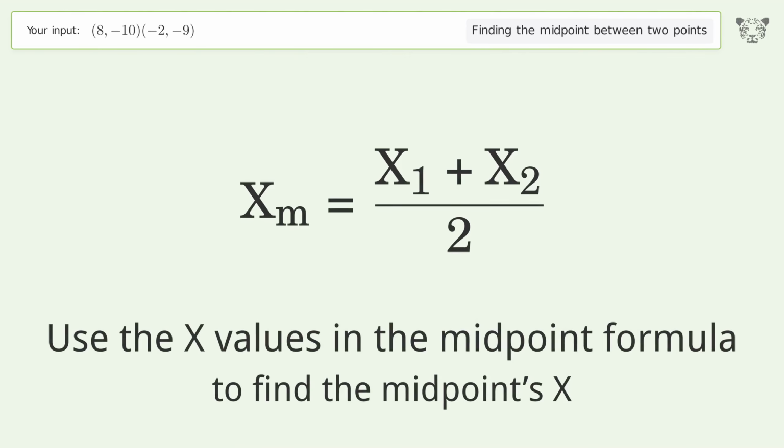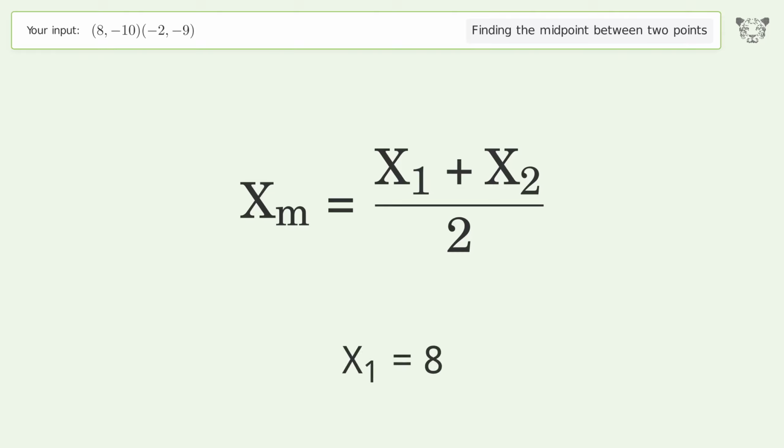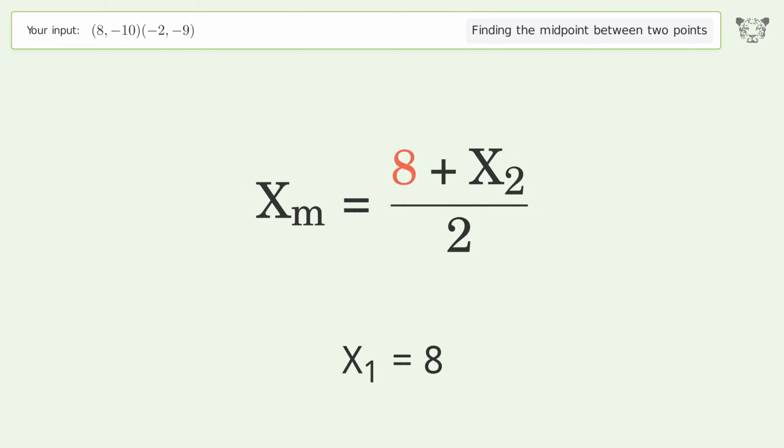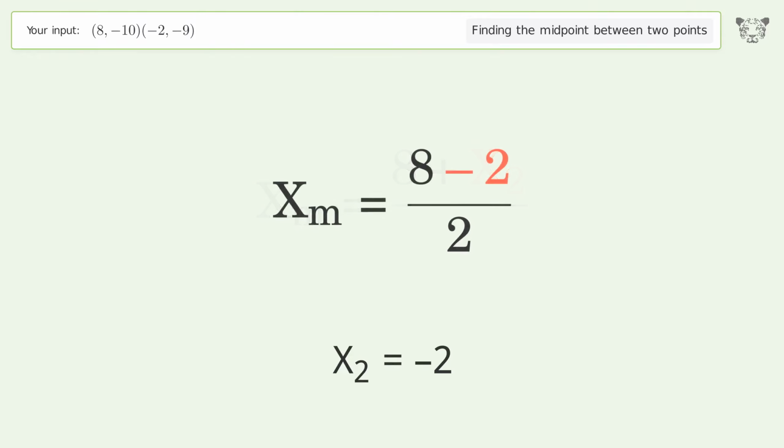Use the x values in the midpoint formula to find the midpoint's x. x1 equals 8. x2 equals -2. Simplify the arithmetic.